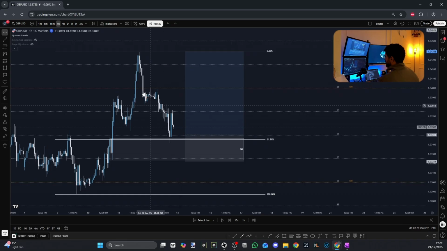All right, so price has traded towards the downside. We've tapped into this 1 hour order block, which is in line with the golden Fibonacci retracement level of 61.8%, in line with this quarter price level of 1.335. So let's see how this trade now pans out.